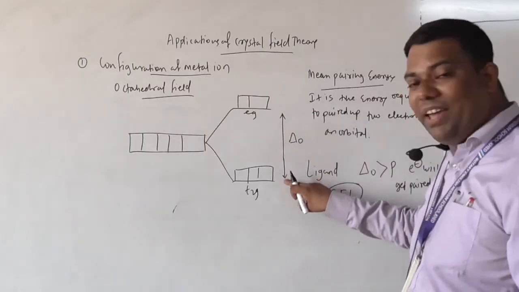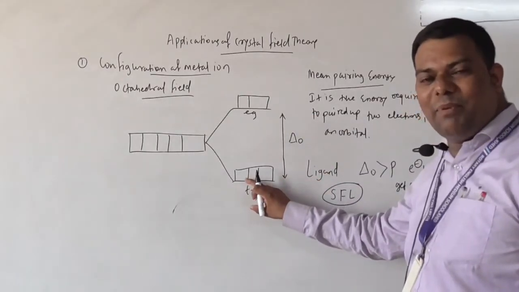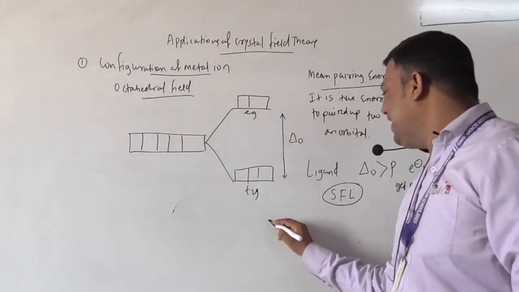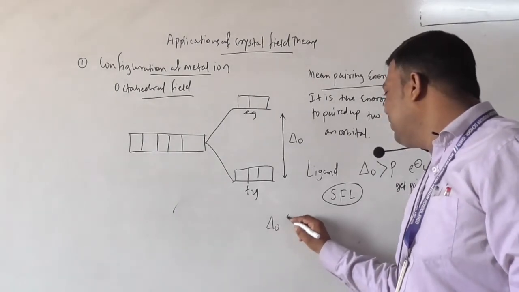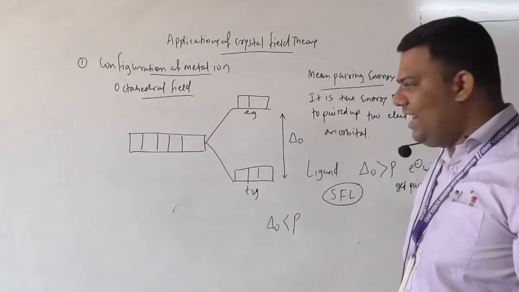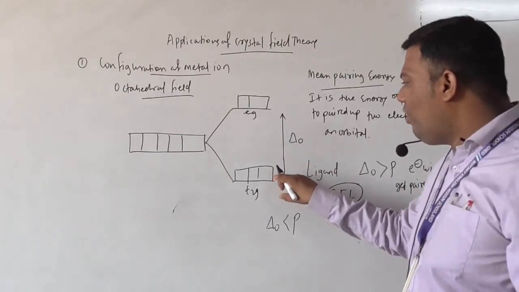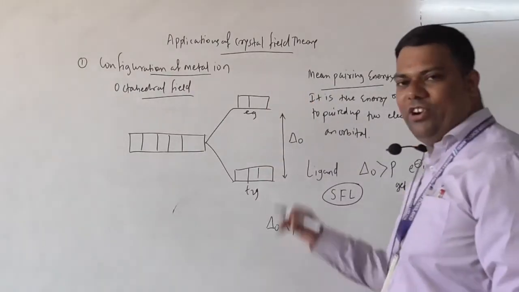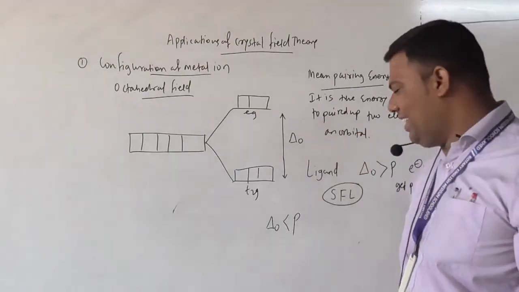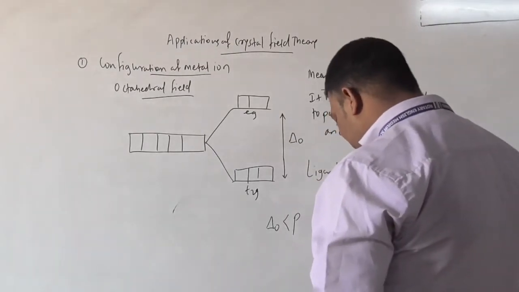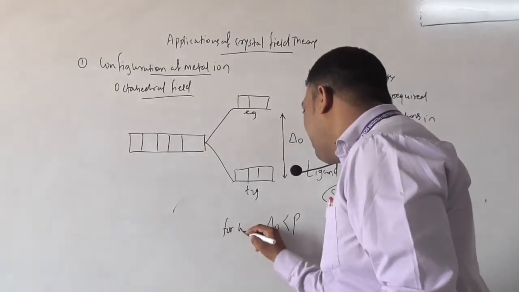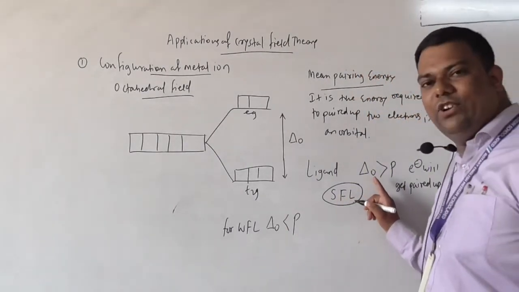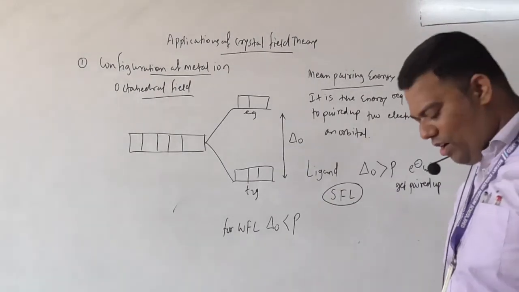Diagrammatically we will observe here, when delta zero is greater than the pairing energy, obviously electrons will pair up downside only. Now in another case, when it is reverse, delta zero is less than pairing energy, the next electrons will jump to the higher energy level, that is the eg orbitals. So for weak field ligands delta zero is less than pairing energy, and for strong field ligands delta zero is greater than pairing energy. You have to keep this in mind.